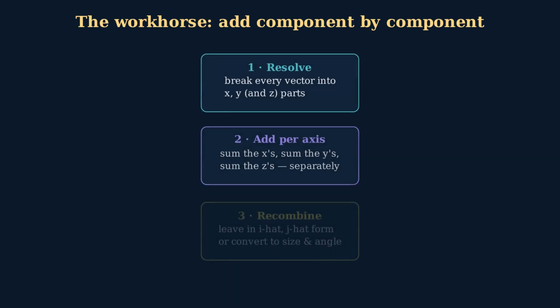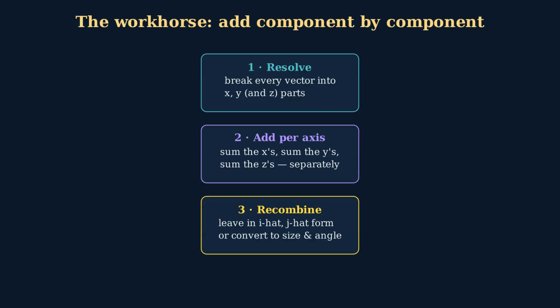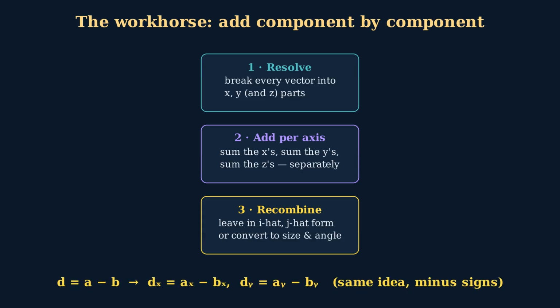So the recipe is always the same 3 moves. Resolve every vector into components. Add the components axis by axis. Then recombine, either leave the answer in I hat, j hat form, or convert back to a magnitude and an angle. And subtraction is the same trick with a minus sign. For A minus B, just subtract the components instead of adding them. Nothing new to learn.